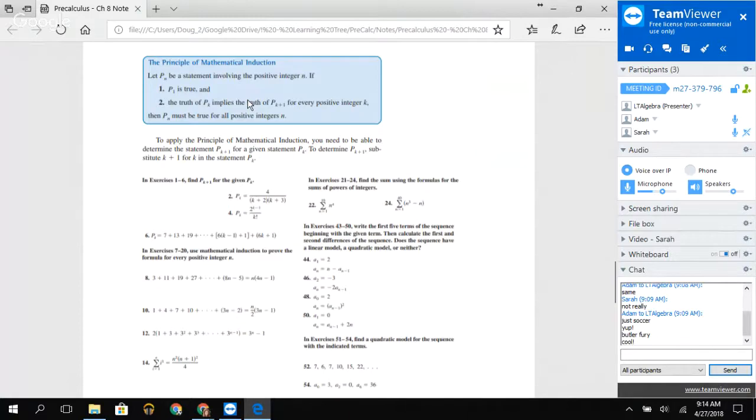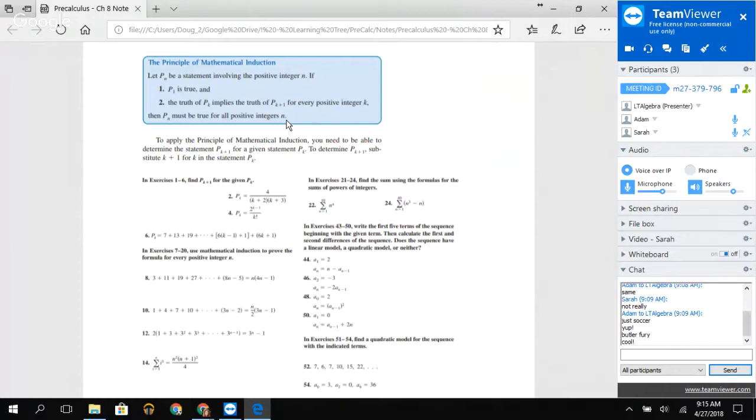The second thing that you have to do is a little bit more tricky, but totally doable. The truth of P sub k implies the truth of P sub k plus 1 for every positive integer k. Then P sub n must be true for all positive integers n. Basically the big idea is that for any series of numbers that you're adding together, if you add one more to one side of the equation, and then add one more on the other side, and it's still true no matter where it is, then you can say that these are true.